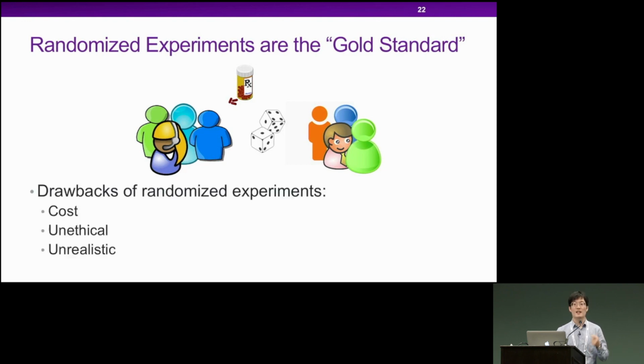But the first problem is that this is quite expensive. You need to recruit a very large population. Also, this is sometimes unethical. For example, if you want to test the harmfulness of smoking, can you randomly select a group of people to let them smoke and another group not smoke? You cannot do that, right? This is unethical. The third problem is that in a big data environment, it's actually unrealistic.